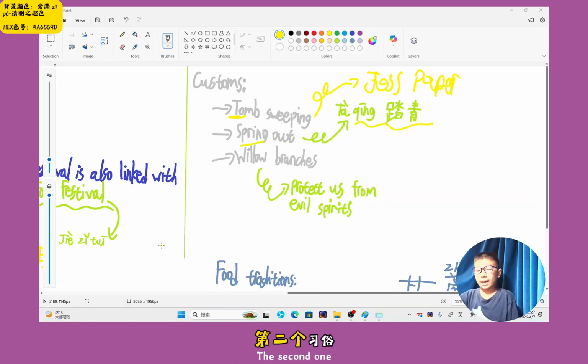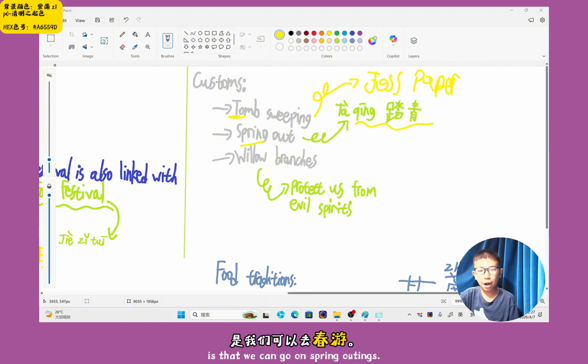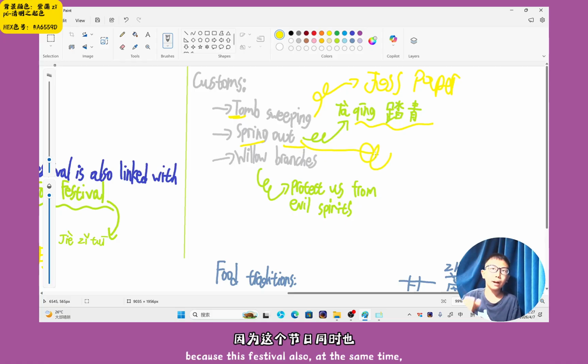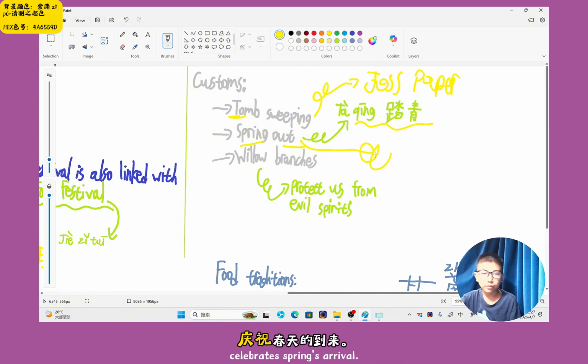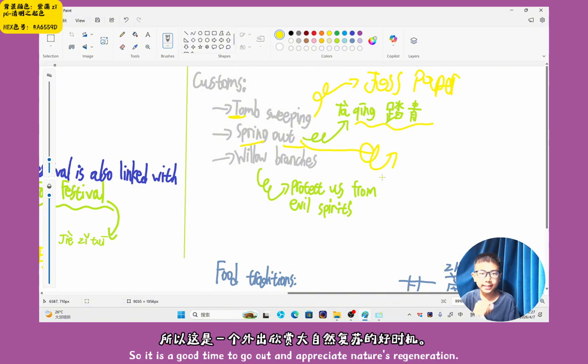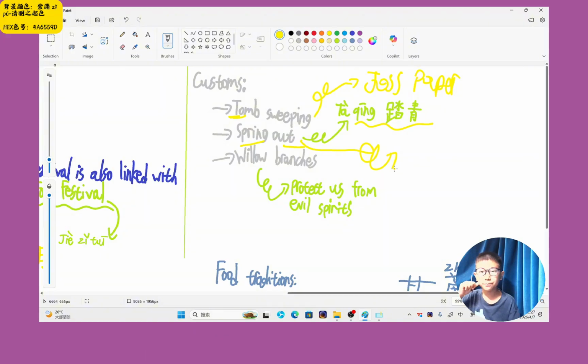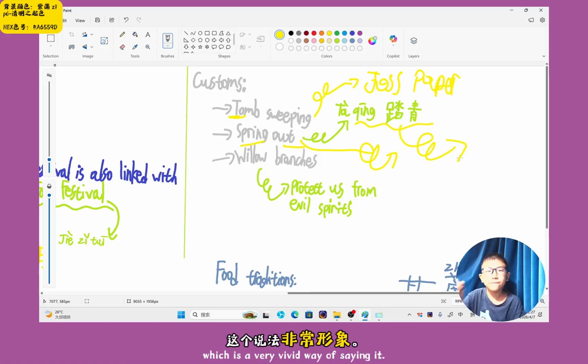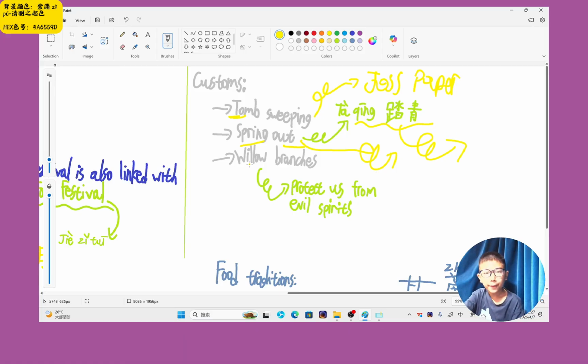The second custom is that we can go on a spring outing. You might ask why. As we said before, this festival also celebrates the spring's arrival. So it is a good time to go out and appreciate nature's rejuvenation. In Chinese we call it 踏青, stepping on the green, which is a very vivid way of saying it.